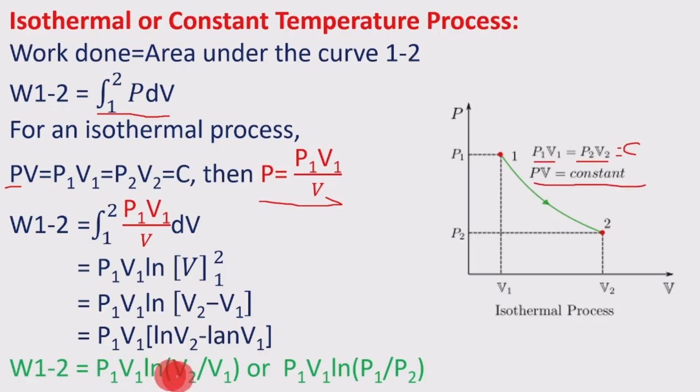Then W1 to 2 can be written as P1 V1 ln V2 by V1, or in terms of the pressure we can express it as P1 V1 ln P1 by P2, where V2 by V1 is equal to P1 by P2. Like this, the work done expression for an isothermal or constant temperature process is P1 V1 ln P2 by P1, or P1 V1 ln P1 by P2.